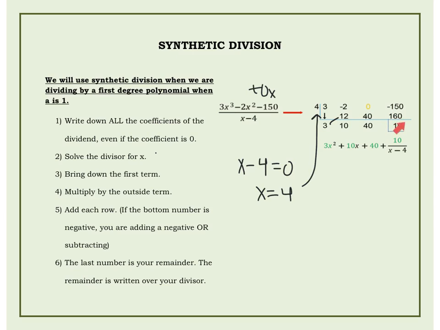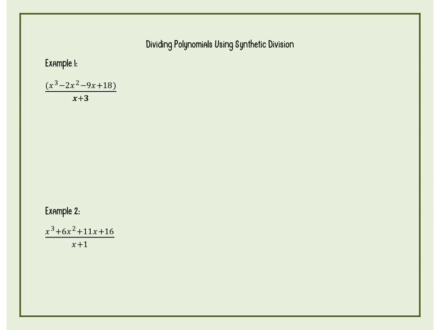The last number, no matter what you have, if it's a 0 or any number, is going to be your remainder. So the way we write our answers is we take these numbers at the bottom, and we start with one lower exponent. So this is 3x squared plus 10x plus 40. And your remainder is always over your divisor, which was your denominator. Now, it'll make more sense if we actually start from the beginning with these questions.